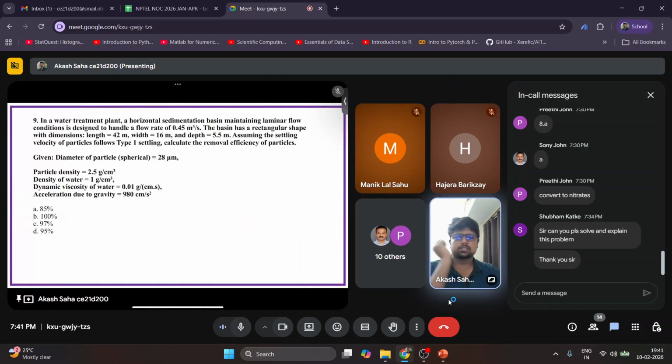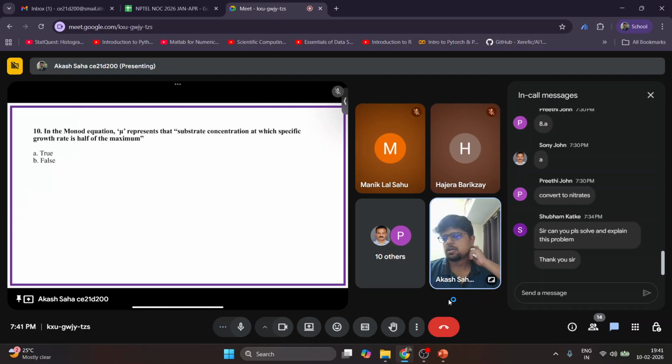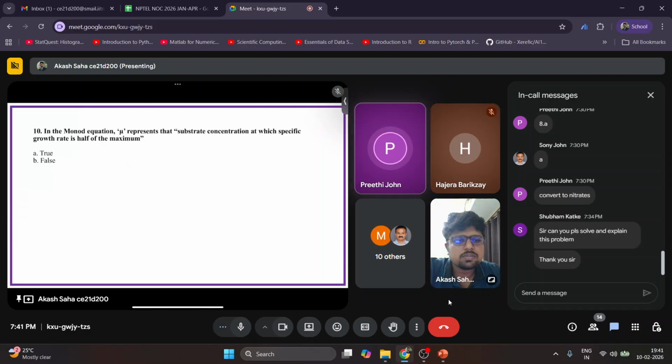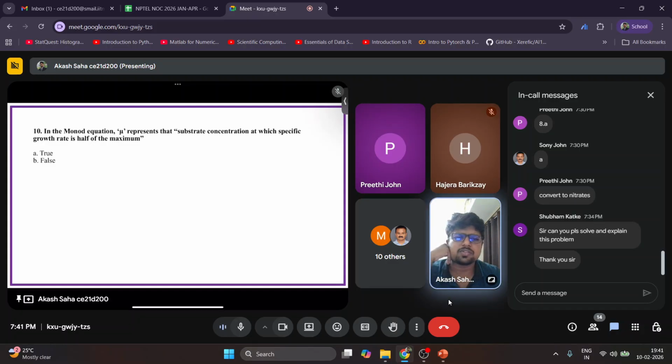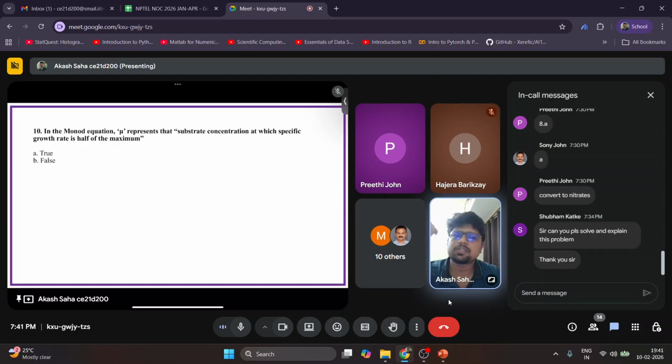Okay, let's move on to the next problem. So 95% is the right answer. Yeah, same thing is written here. Okay, so the gravity is converted to gram per centimeter cube. You can take 9.81 meter per second square, and the diameter is actually 20 into 10 to the power minus 6 meters.